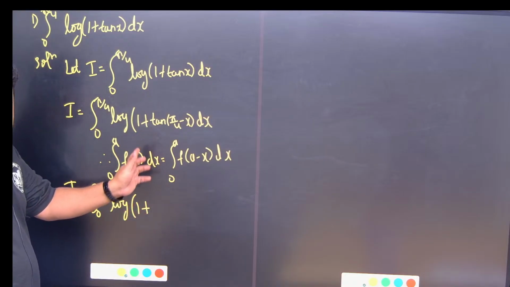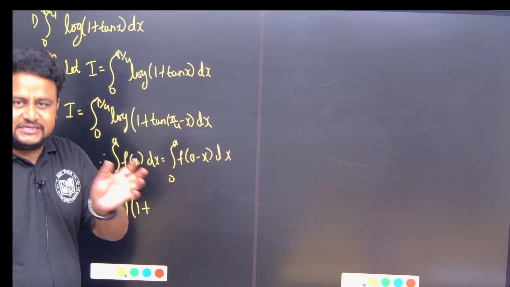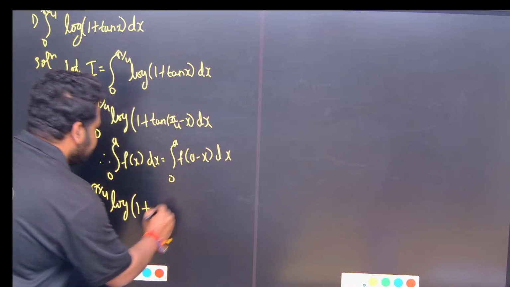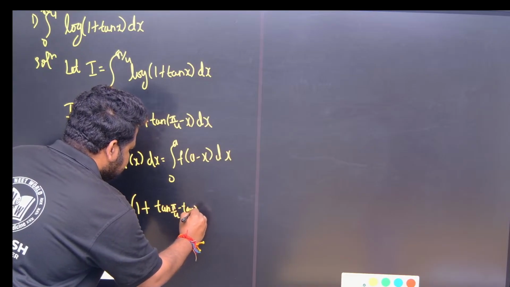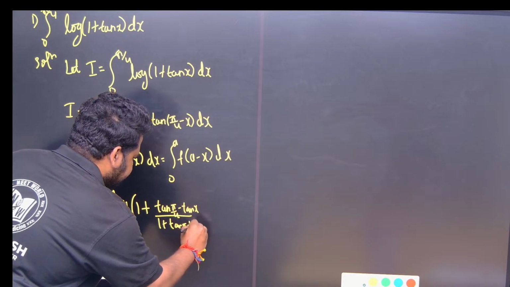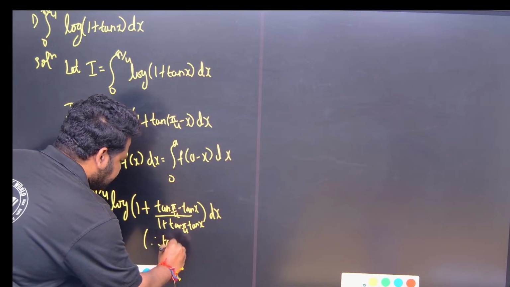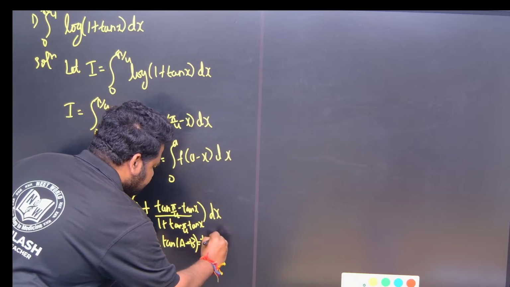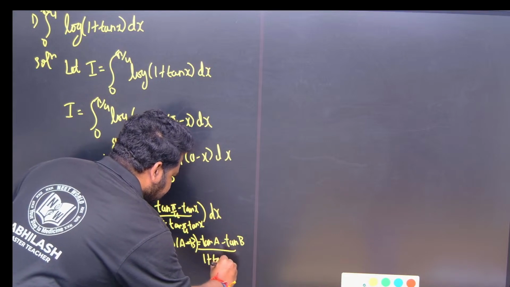Tan of a minus b is tan a minus tan b by 1 plus tan a tan b. You should be careful. So this will be tan pi by 4 minus tan x by 1 plus tan pi by 4 into tan x dx. Therefore, I am using the formula tan of a minus b is equal to tan a minus tan b divided by 1 plus tan a tan b.